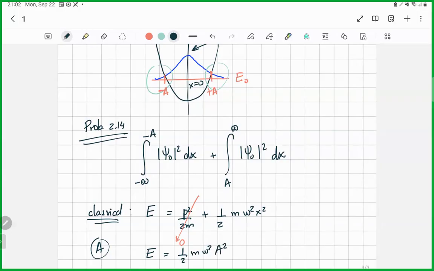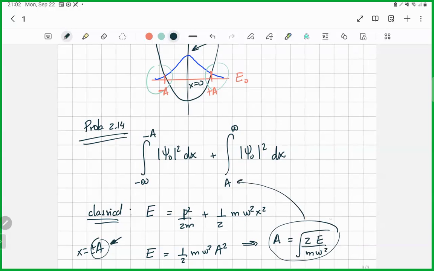This zero occurs when we reach the maximum displacement, on the positive or on the negative side. And from here, we get what this A is: the square root of 2 energy divided by m omega squared. So this is what you have to put here and there. And then you have to solve this integral. And that's the end of this discussion.